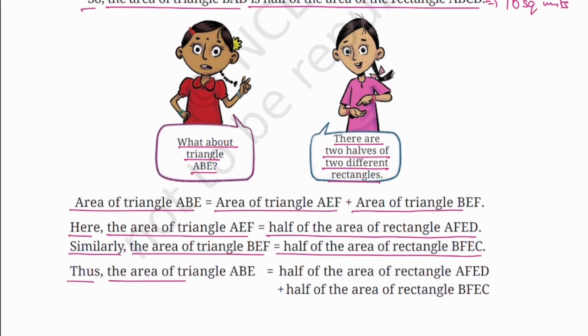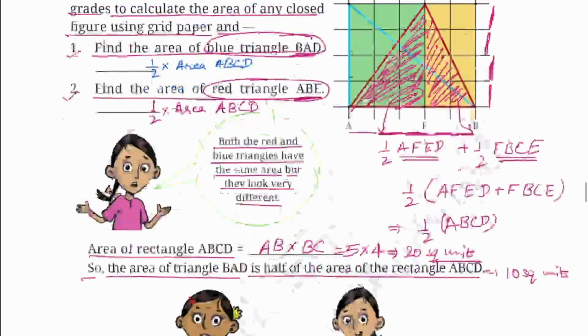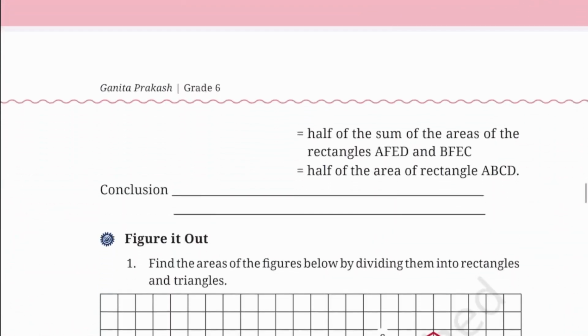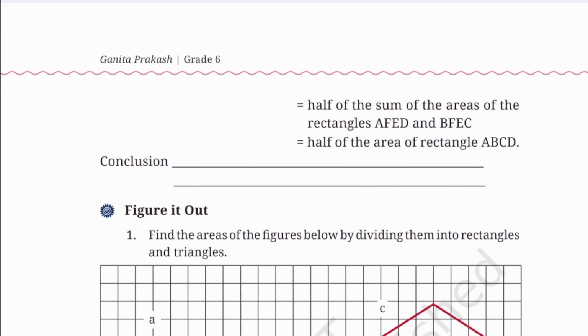Thus, the area of triangle ABE is equal to half of the area of rectangle AFED plus half of the area of rectangle BFEC, that is the green rectangle and the yellow rectangle. Since they both make a complete rectangle ABCD, you can say half of the sum of the areas of rectangles AFED and BFEC is equal to half of the area of rectangle ABCD. You can write your conclusions here.